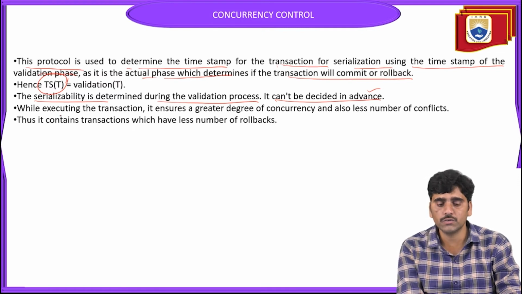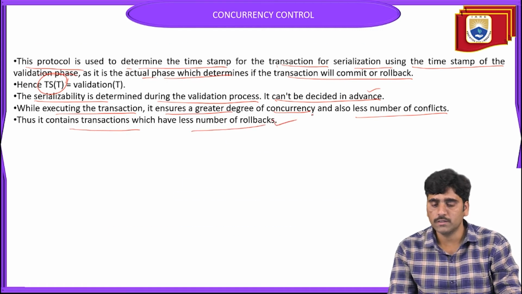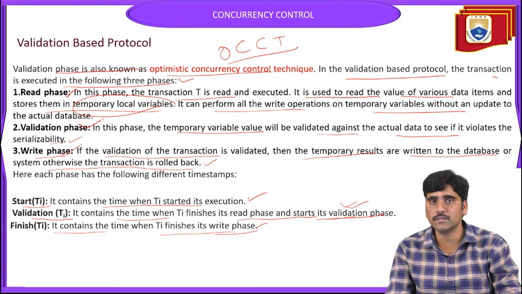So while executing the transaction, it ensures a greater degree of concurrency and also fewer conflicts. Thus it contains transactions which have fewer rollbacks. So in this we are talking about the validation protocol.